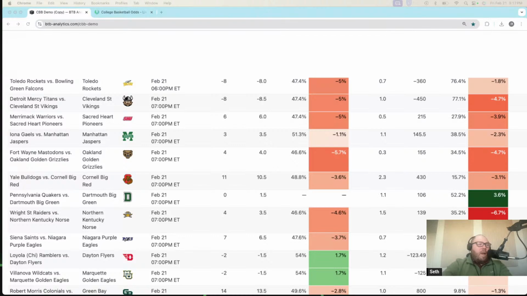We got model output for every single game. As the market's open for tomorrow's games, I've already bet a couple, actually two bets for tomorrow personally. And we can talk about any game. We have a side, total, and money line for every single game. We have an edge for every single game.